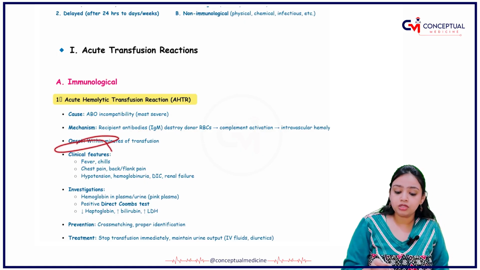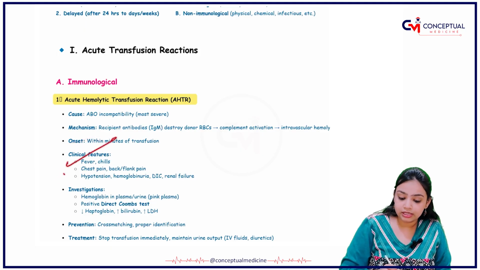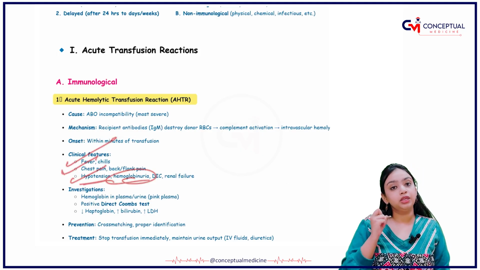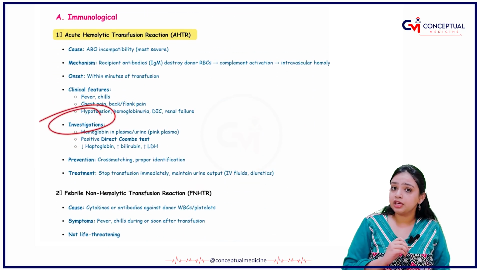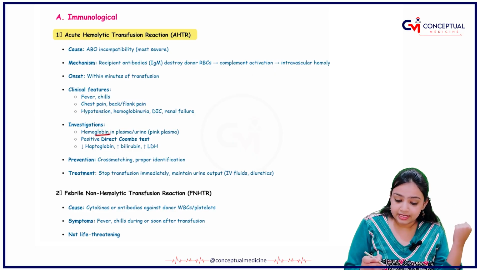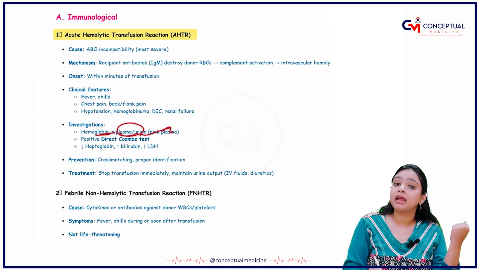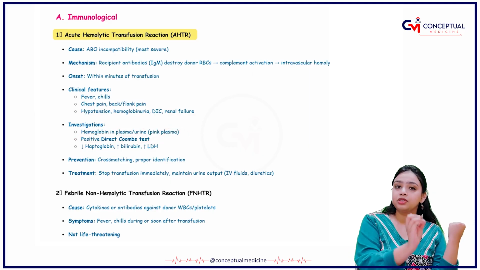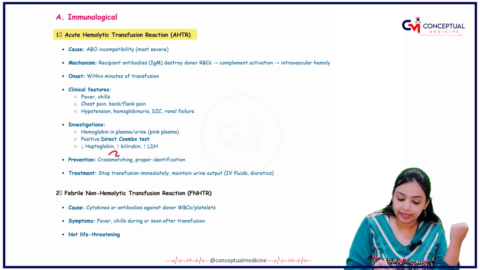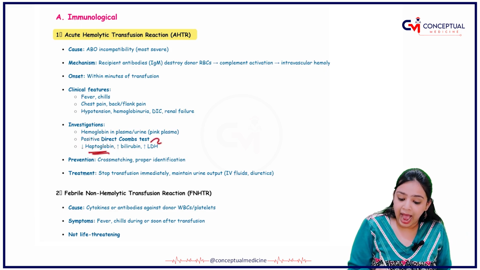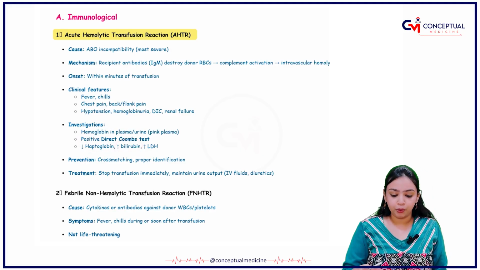What are the clinical features? The person will have fever, chills, chest pain, hypotension and hemoglobinuria. What investigations will I do? First I will see that there is hemoglobin in plasma or urine. Then there will be a positive direct Coombs test. Then there will be a decrease in haptoglobin and an increase in the bilirubin level.